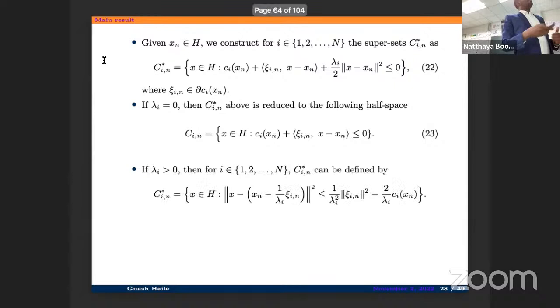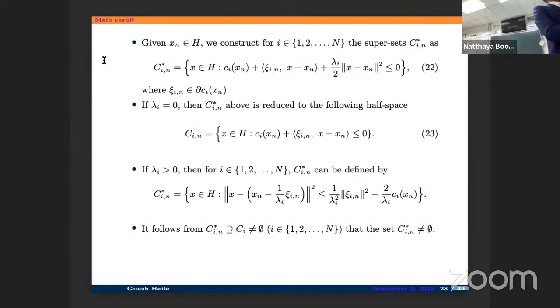But if each lambda i is greater than 0, then for each i, this C star can be defined in this form, just by passing through some easy steps, we can rewrite (22) into this form. We can also easily show that this one is greater than 0. So we can see that this set is a ball which is centered at this point, having radius r which is equal to this one. C star is also non-empty because C star is a support set of Ci, where Ci is non-empty.